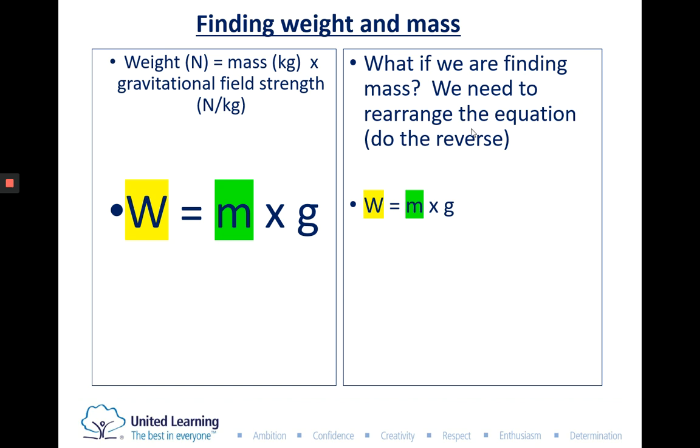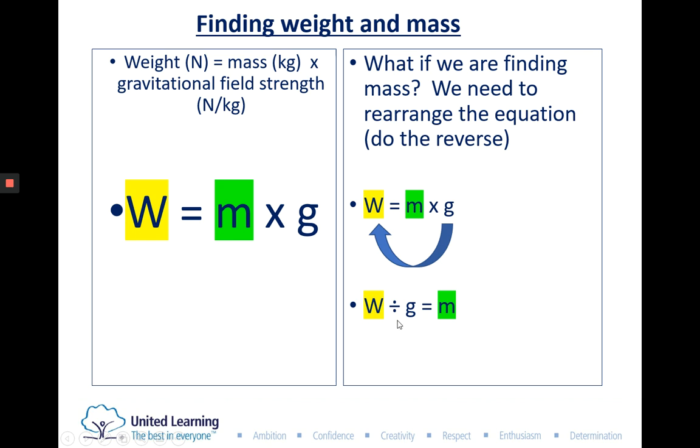In this case, we need to rearrange the equation, or we can say to do the reverse of what we have been doing. To rearrange the equation, you would move the gravitational field strength to the other side of the equal sign. You move it from the right to the left, and if it is times, it becomes divided, which means you do the reverse. So to find out the mass, you need to move the gravitational field strength from the right-hand side to the left-hand side and do the reverse. So W, weight, divided by G, gravitational field strength, equals M, which is mass.